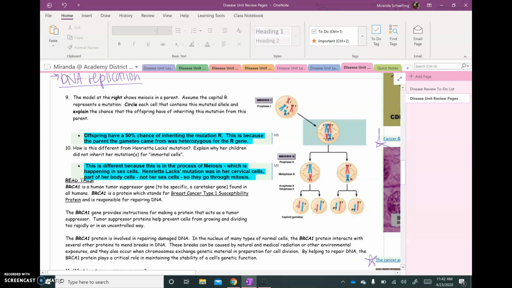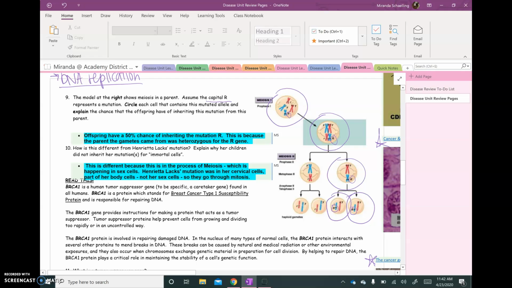Okay, then we have meiosis in this diagram. So it says that the capital R represents a mutation. So circle each cell that contains this mutated allele. So this cell has the R right here. This cell has the R right here. This cell has the R right here. And both of these cells have the big R.